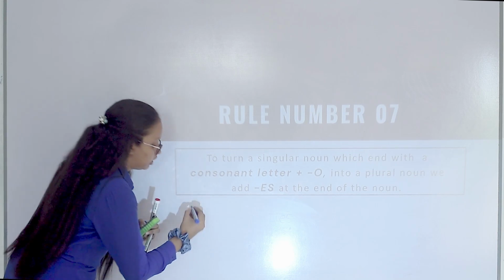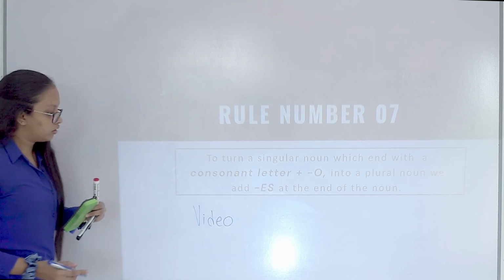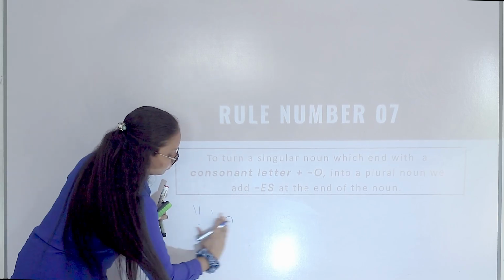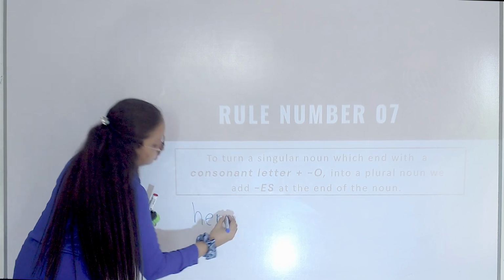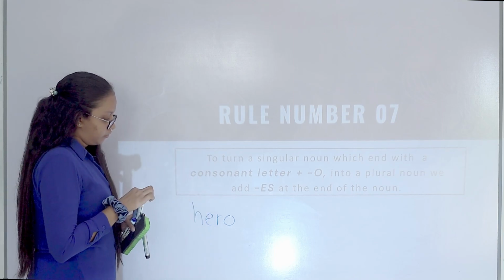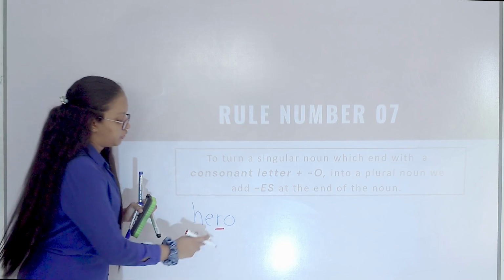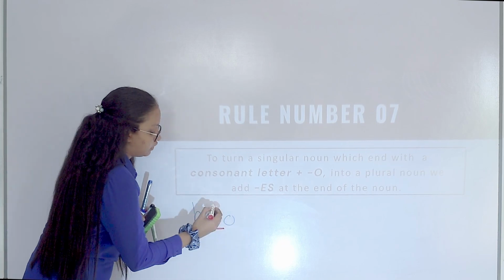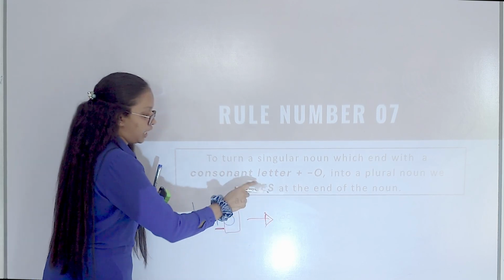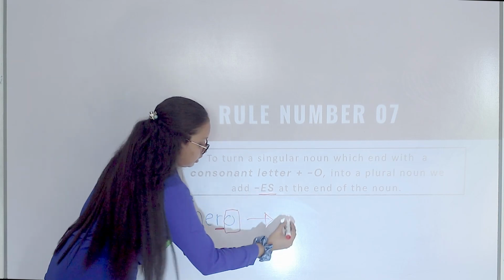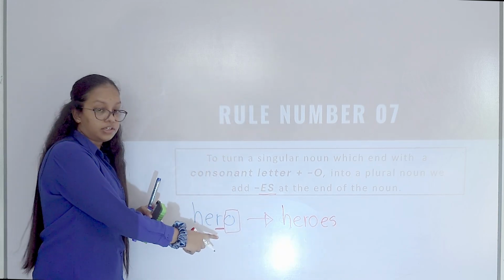So for example, we have, okay, no, sorry, not video. Let's take hero. So we have r. R is a consonant letter. So we have a r before O. So what we are going to do is, we are not going to cut off the O. Instead, we are just going to add es at the end, as in heroes. We are not going to cut off the O.